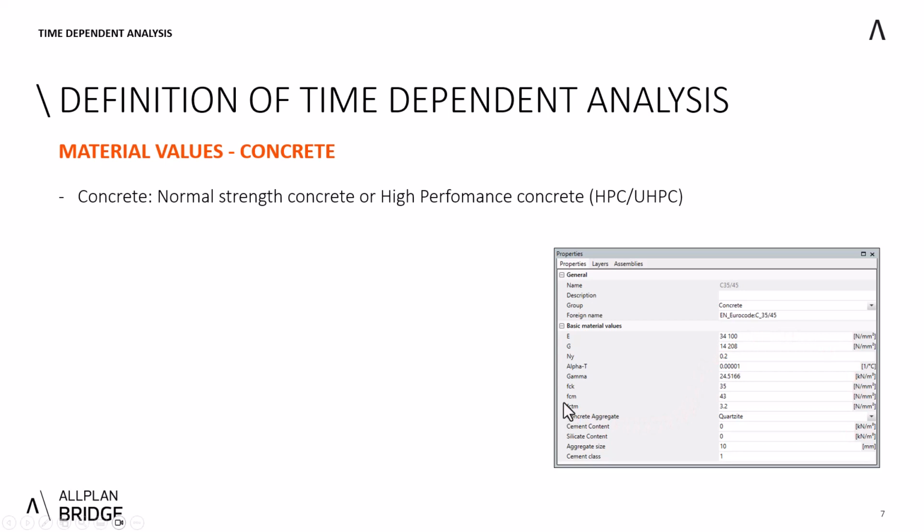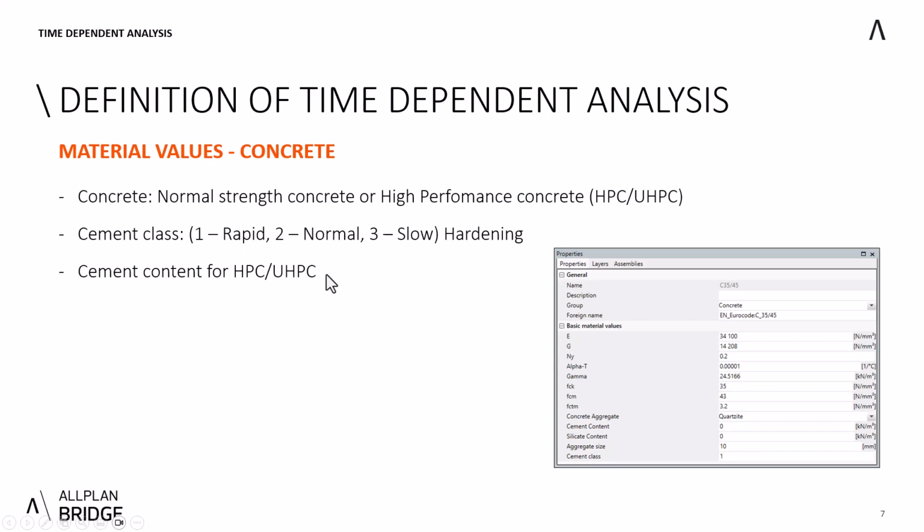But what we are going to talk about today, what interests us at this point, are the values for cement content, silicate content, and cement class. So let's take a look. Cement class is the class of hardening of concrete, and we distinguish between three different classes. We have rapid, normal, or slow, and this is also defined by the number that we put in here. For example, in this example we have the number 1, cement class 1, which means rapid hardening.